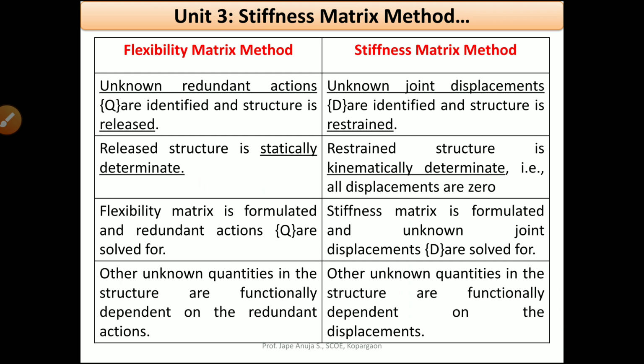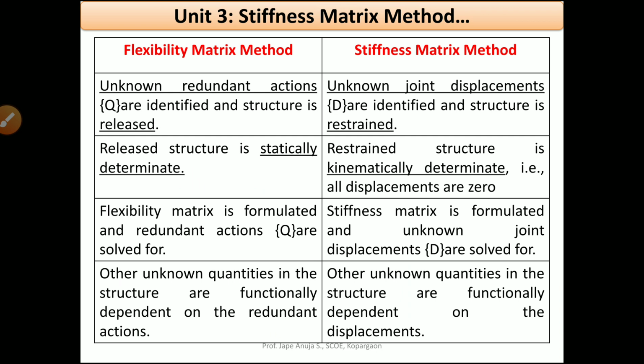From that method we can say that it is a force method because the unknowns are mainly redundant actions, and if we remove those redundant actions, the structure becomes a released structure, which is a statically determinate structure. Once we get the statically determinate structure, we can calculate its displacement. The compatibility equation can be written in a matrix form, called the flexibility matrix compatibility equation. Once we get the redundant actions, we can find the remaining unknown quantities like shear force and bending moment.